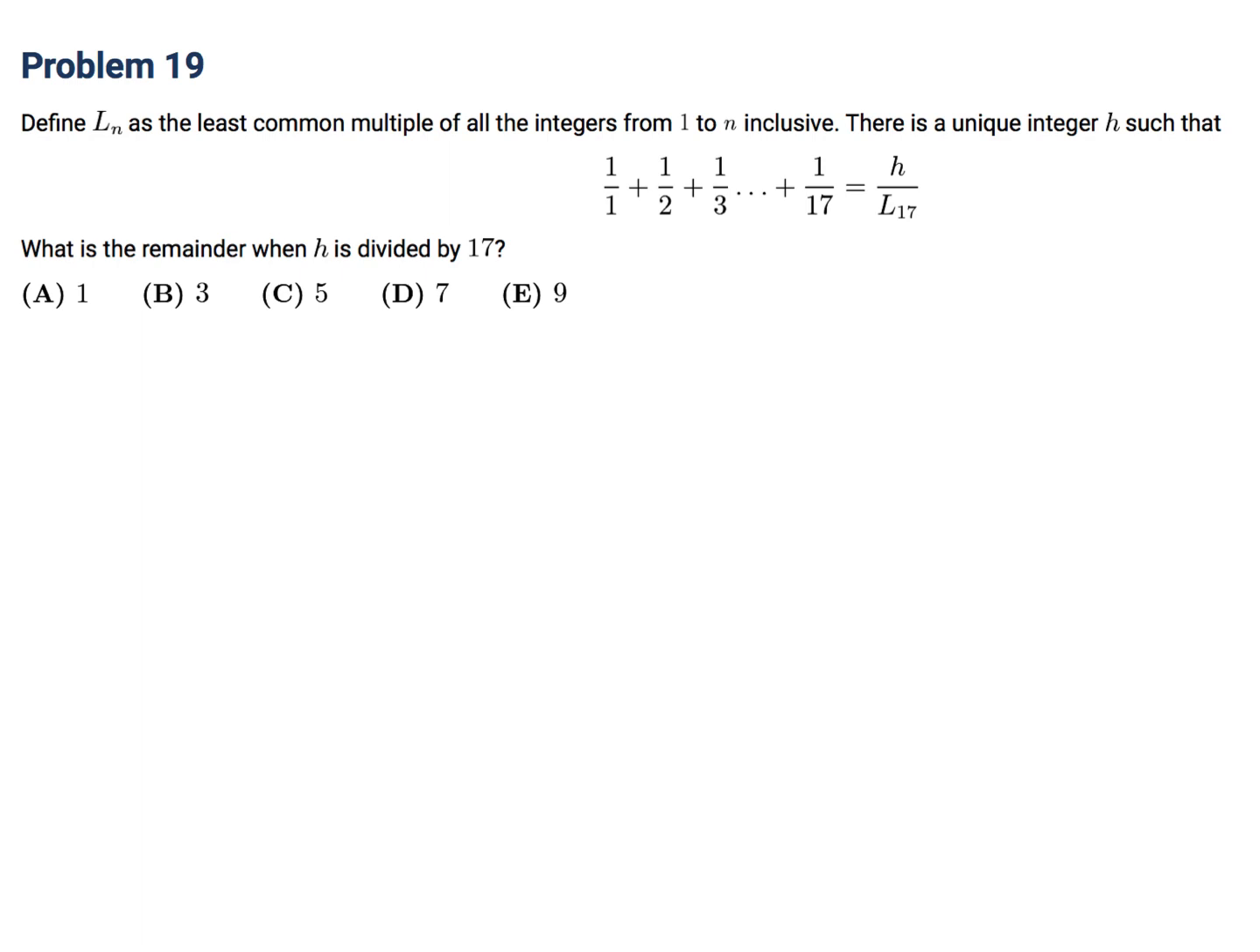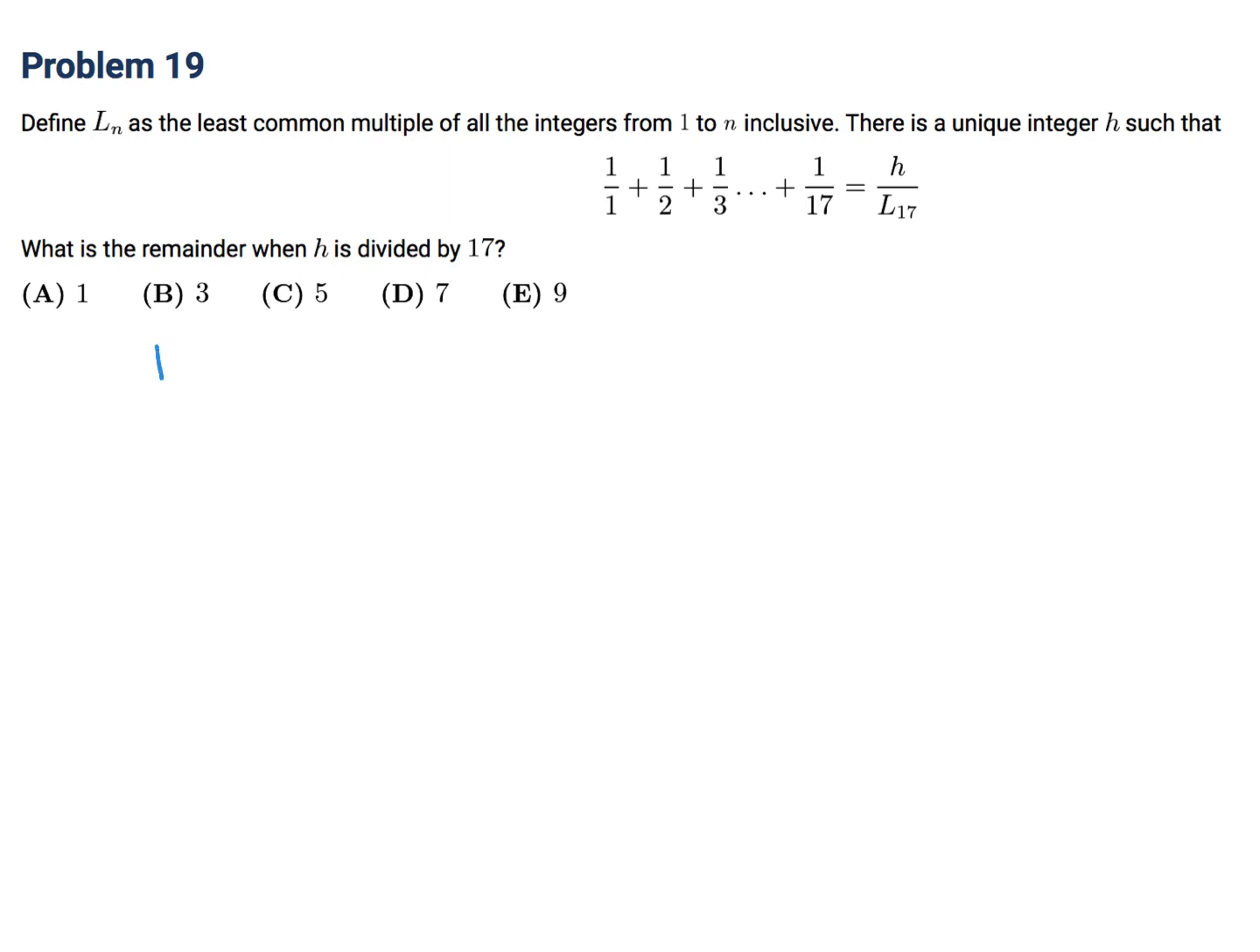Problem 19. Define L_n as the least common multiple of all the integers from 1 to n inclusive. There is a unique integer h such that 1 over 1 plus 1 over 2 all the way up to 1 over 17 is equal to h over L_17. What is the remainder when h is divided by 17?